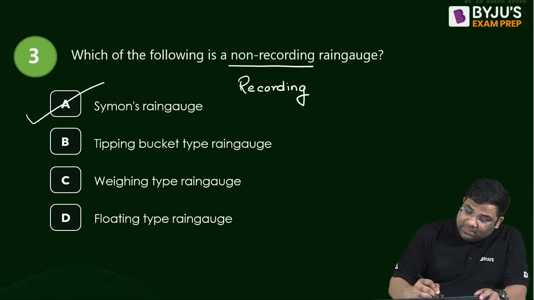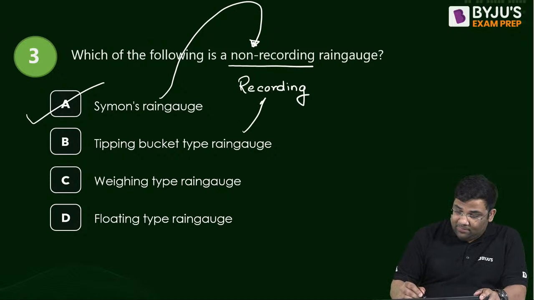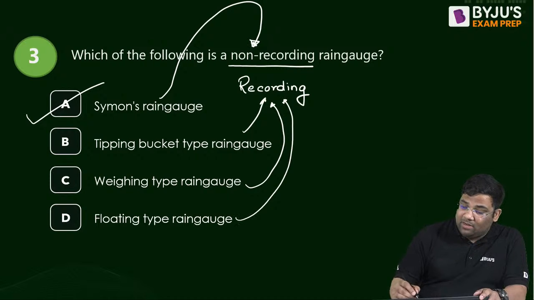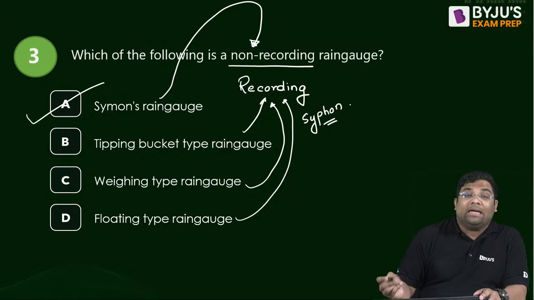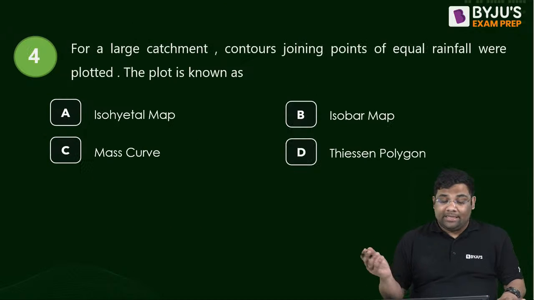So the Simon's rain gauge belongs to non-recording. All three types, tipping bucket, weighing and floating type, and another one, your siphon rain gauge, all those belong to the recording type. The next question.